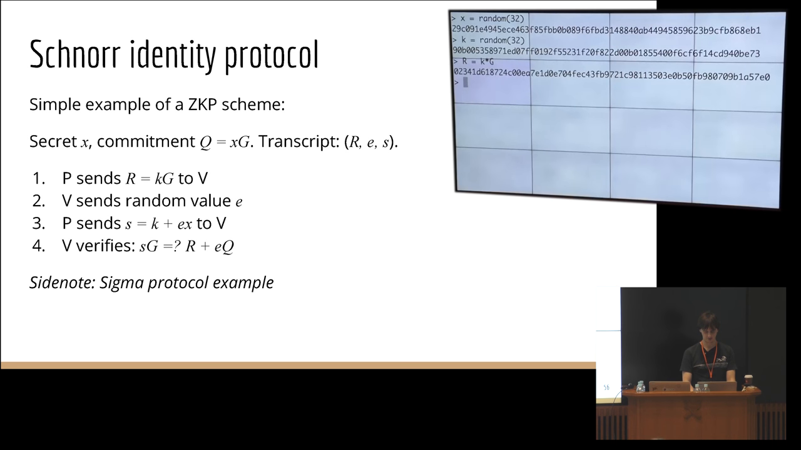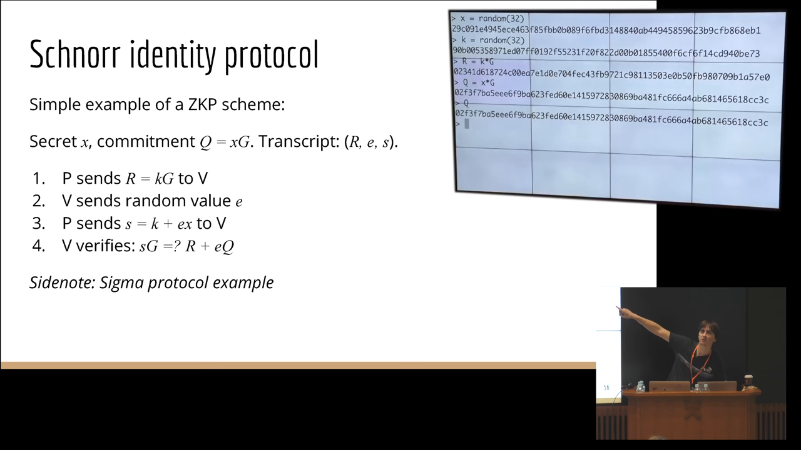And actually I need to have Q as well. This is the public key. All right, so everyone knows Q. I'm now sending, as you can see, the first thing the prover sends: R, capital R. The verifier already knows capital Q, because that's my public key. So I send R.